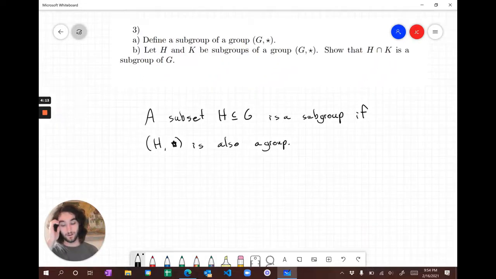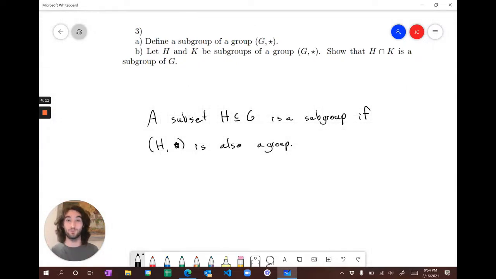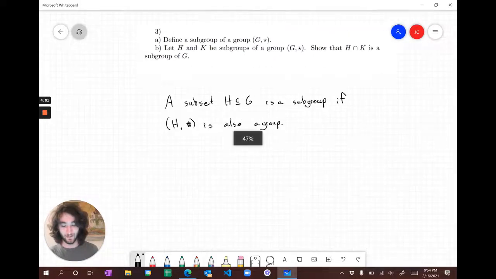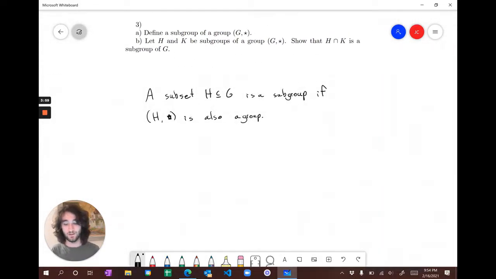Like if you have a group, like the group of integers, for example, and you pick the subset 1, 3, and 10, well, that's not a subgroup, right? Because, well, there are a lot of reasons. First of all, 1 plus 3 is 4, so it's not closed. So if H meets all the conditions to be a group by itself, then that is what we call a subgroup.